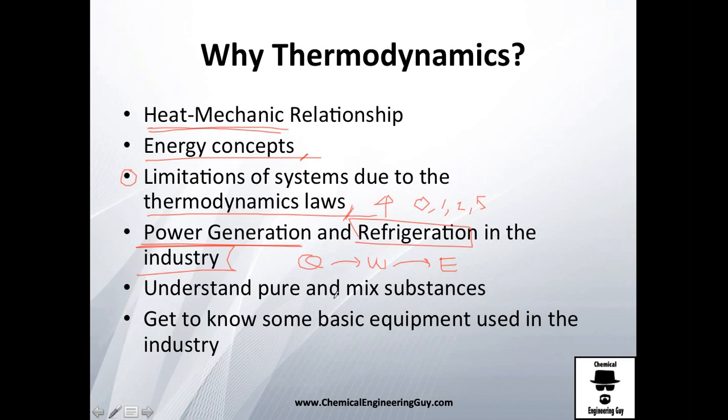Also, we need to understand the difference between pure substances and mixed substances and how they interact with each other. And hopefully after the course you will know the basic equipment that we use in engineering, especially in process engineering. For example, pumps, boilers, heat exchangers, condensers, even turbines, valves, and many others. We're going to see a lot of equipment, and we're going to be analyzing the mass and energy balances of each of these pieces of equipment, and of course how they work.